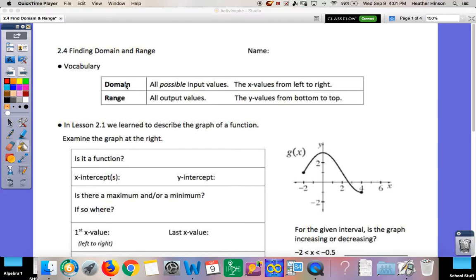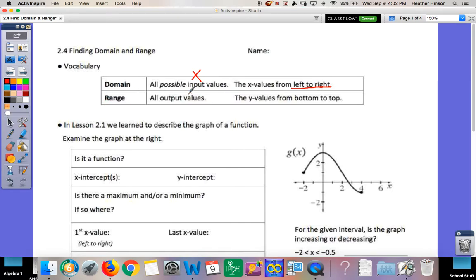Today we are looking at domain and range for this lesson. For domain, for your vocabulary, these are all your possible input values. These are going to be your x values. So when you're looking at your graph, you're going to look at your x-axis for these. We always look at x values from left to right. That's least to greatest on your graph.